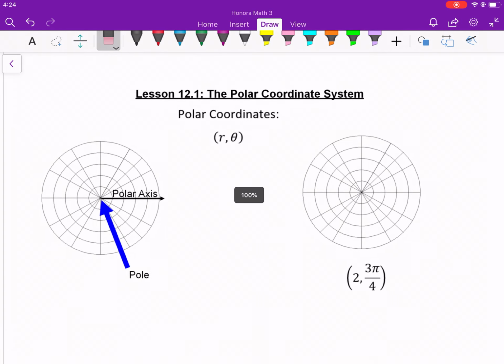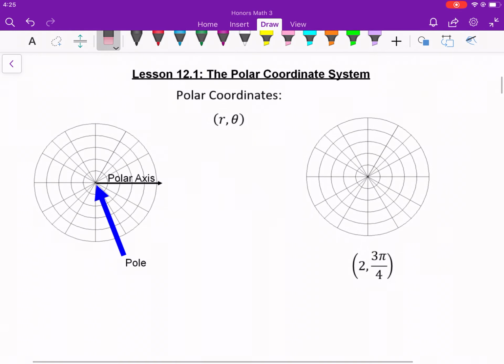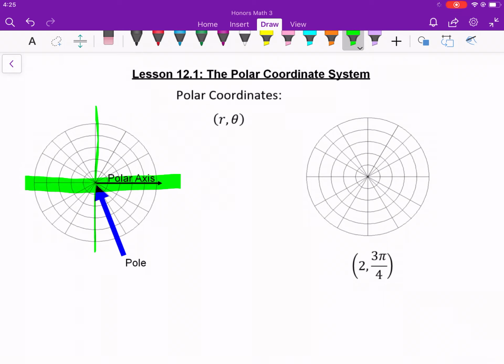We're talking about polar coordinates. You're used to the rectangular coordinate system. We're switching over to the polar coordinate system this unit, for the most part at least. It actually acts much like the rectangular system. However, we have something called the polar axis right here, and then the center is the pole instead of the origin.